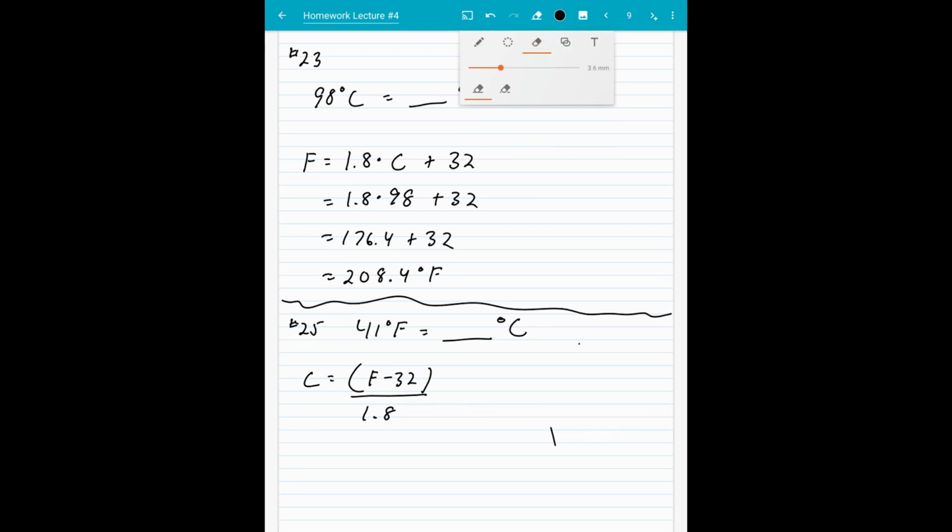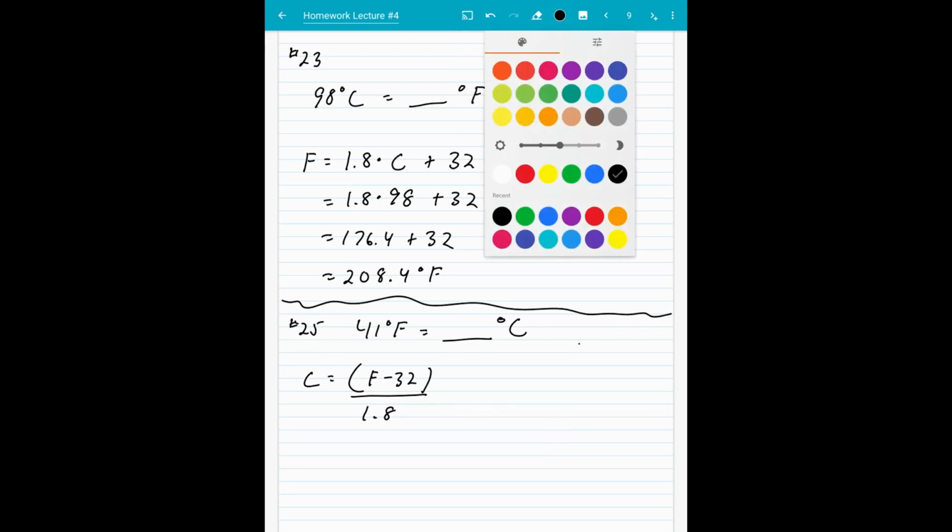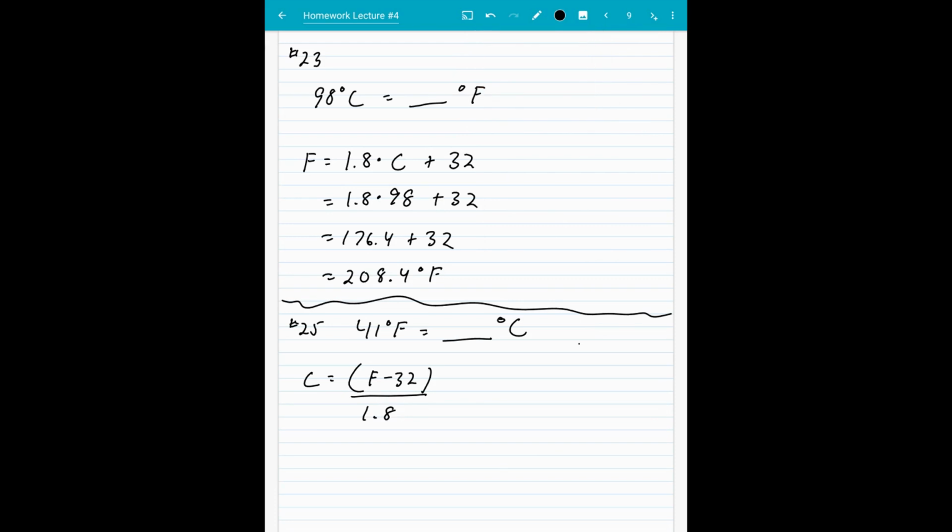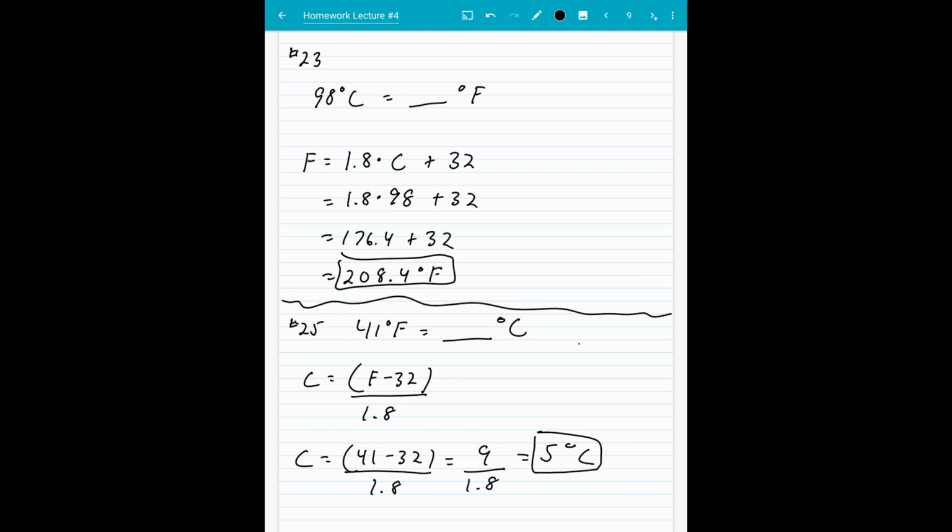As you can see, we have the parentheses. The parentheses means we have to evaluate what's on top first. So our F is going to be 41 minus 32. We have to evaluate the 41 minus 32 before we divide by 1.8. That gives us 9 on top, 1.8 on the bottom. Divide those out, that gives you 5 degrees Celsius. And that would be your answer. So I got 5 degrees on there, and 208.4 degrees Fahrenheit for the other one.